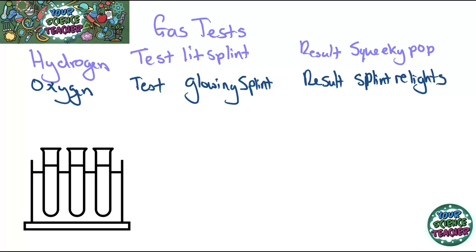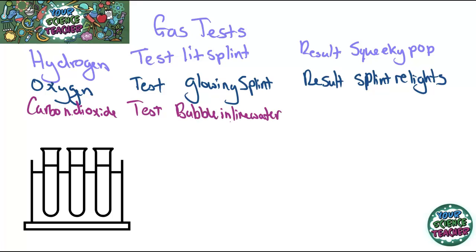After oxygen, we're going to have a look at carbon dioxide, and the test for carbon dioxide is we bubble it through lime water. And the result of that is the lime water goes cloudy. The reason for that is you're actually making a precipitate, which we'll have a look at later in the video if you are doing triple science.